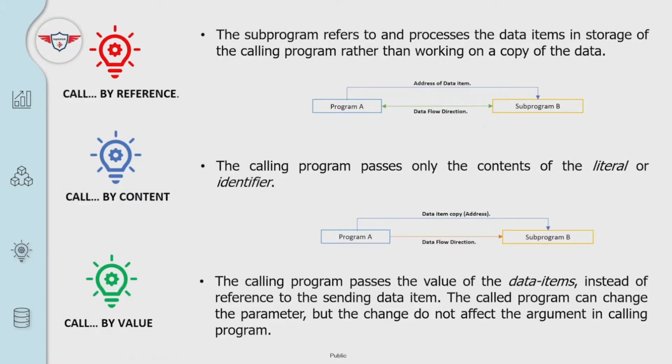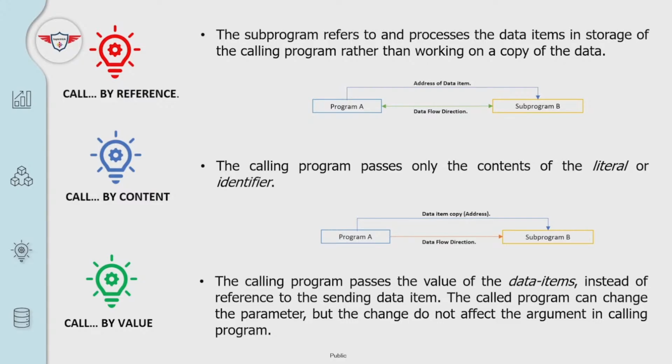But when the data is passed by content, a copy of the data item is created and the address of the copy is supplied to the subprogram, and any change made to the data item in the subprogram will only affect the copy of the data item. If you look at the flow diagram, program A, the main program, is calling the subprogram, program B, and it's passing the data. What it does is create a copy of the data item and then pass the address of that copy to program B. If the subprogram makes any changes to the data item that it has received from program A, those changes will only be reflected in program B. It will not be reflected in program A, because both programs are accessing different memory locations.